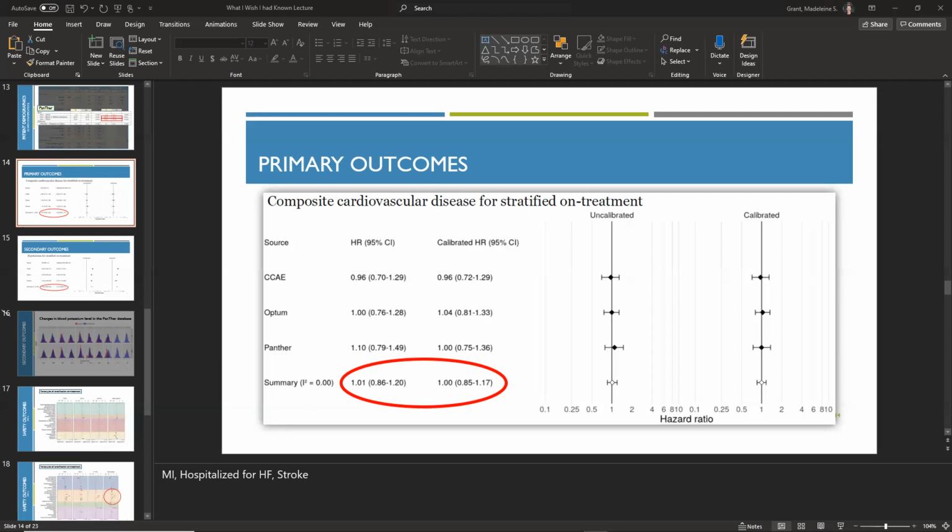I guess it depends on how they're expressing their data, but it can change. So a hazard ratio of 1.20 does not mean 1.2%. That means a 20% more likelihood of it happening in a certain group.